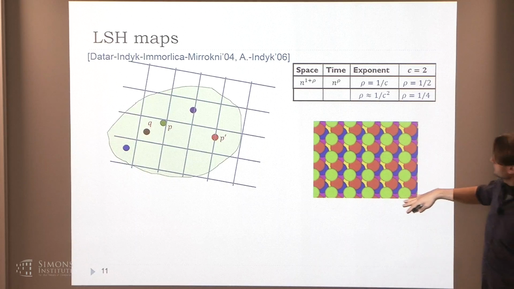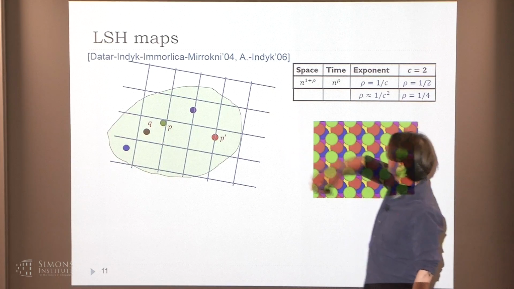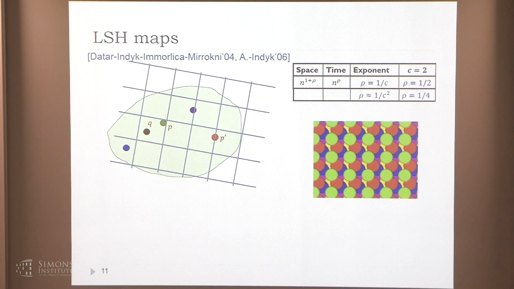This is the idea introduced in a paper of Piotr Indyk a while ago. So this will be a random partition, where each colored connected part is basically a bucket.